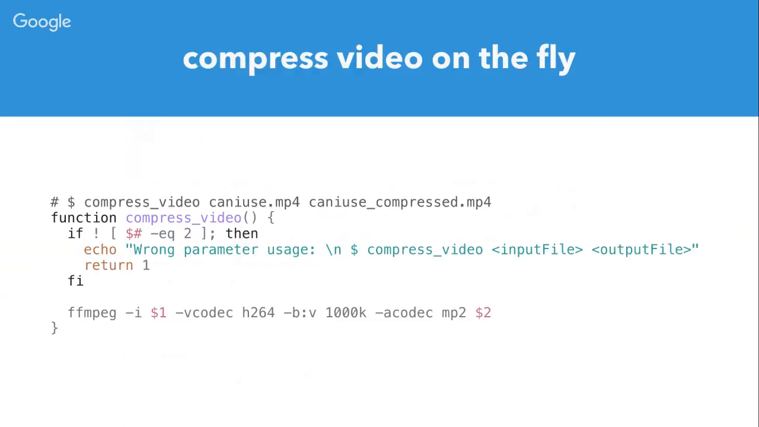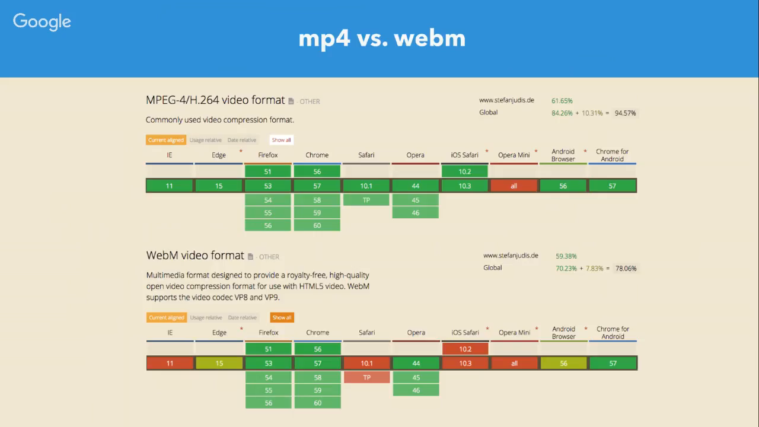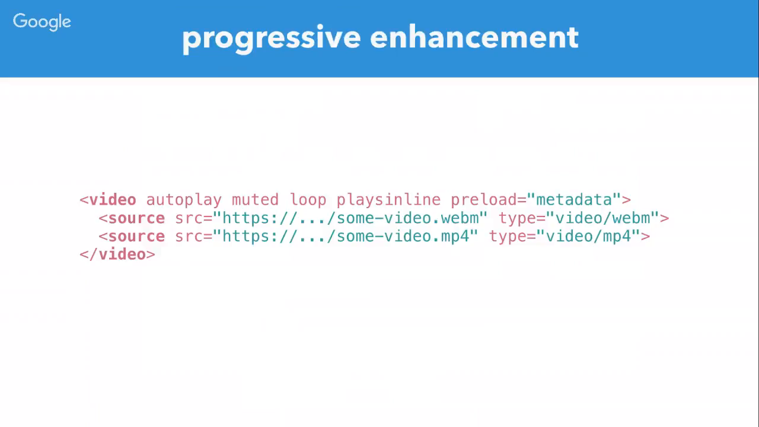But maybe MPEG-4 is not even the correct format to serve video today on the web. We also have WebM, which is built for the web. So then we could also use the video element, which works pretty well today, and then the browser again goes in a progressive enhanced manner from top to bottom and chooses the format it understands.